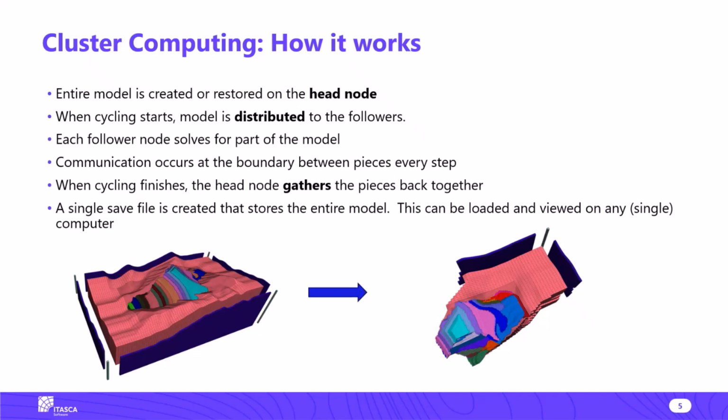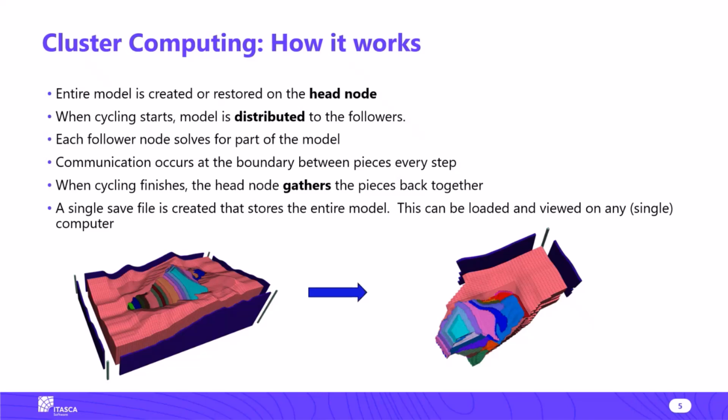So just a little detail on the way this works. The whole model is still constructed on a single computer, and let's call it the head node. So the head node needs to have the entire model. And this is the same as you would do now. And so all of the model building and construction and so on happens on a single computer. It's when you start doing the calculations, when you start cycling, then the model gets split up and distributed to the nodes.